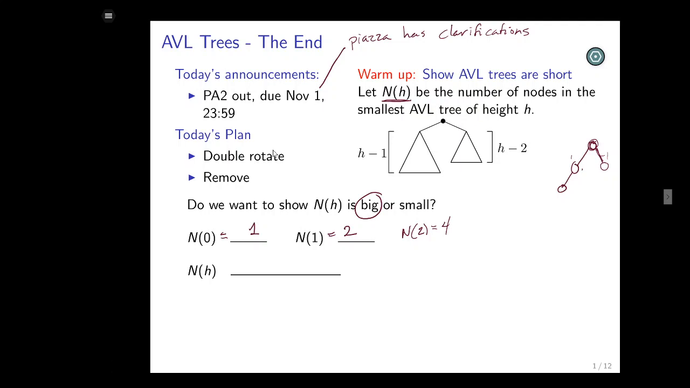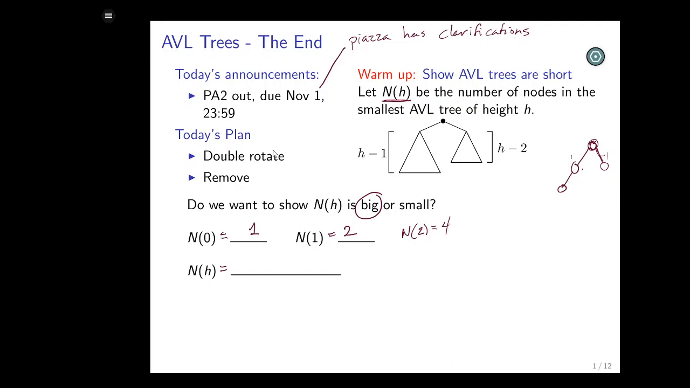Okay, well, that's interesting. What is N of H? What is the smallest number of nodes that you have to put into an AVL tree in order to push its height up to H? And I'm looking here for, what am I looking for? A recurrence. I'm looking for a recurrence.